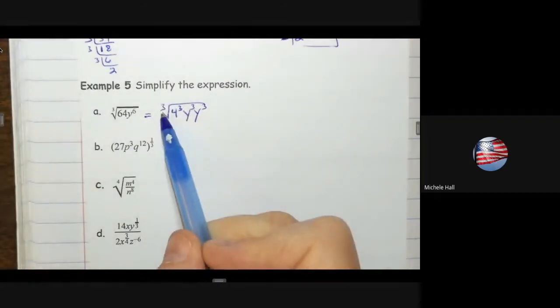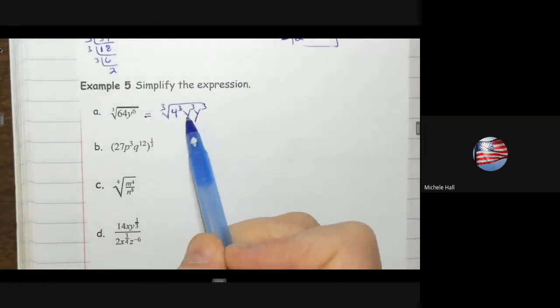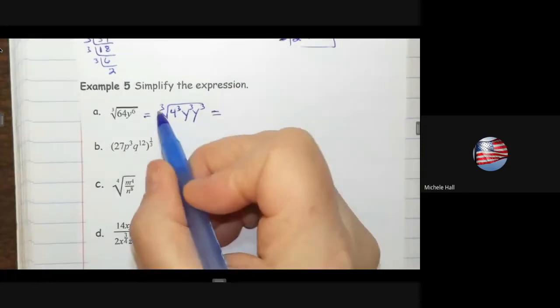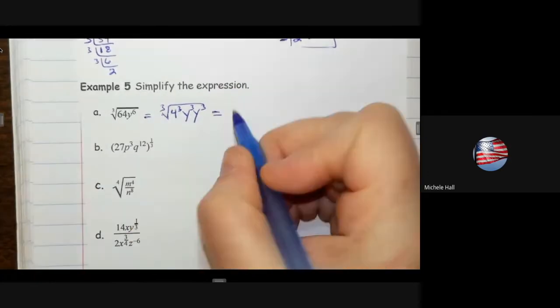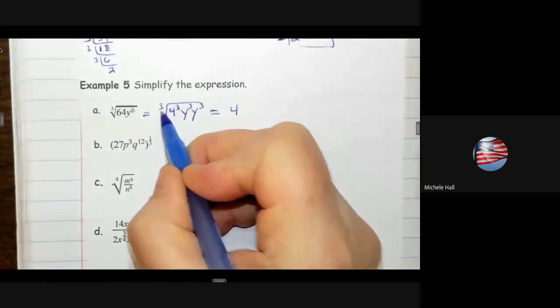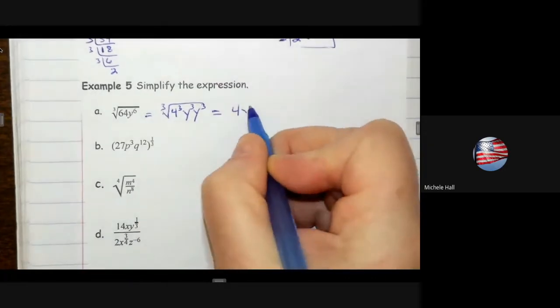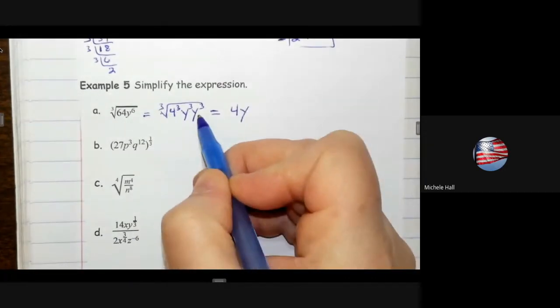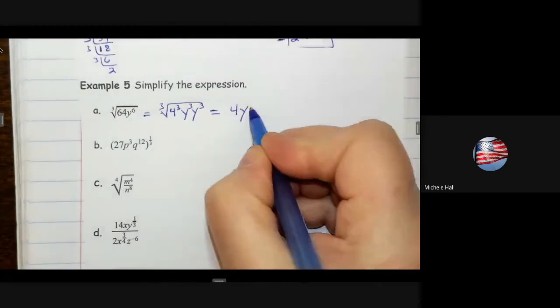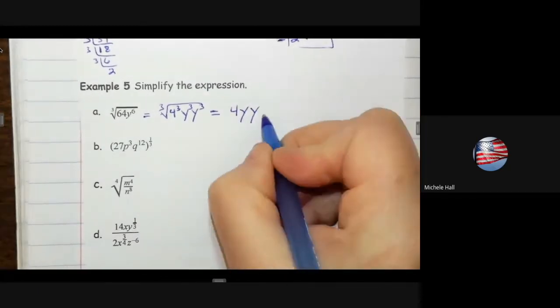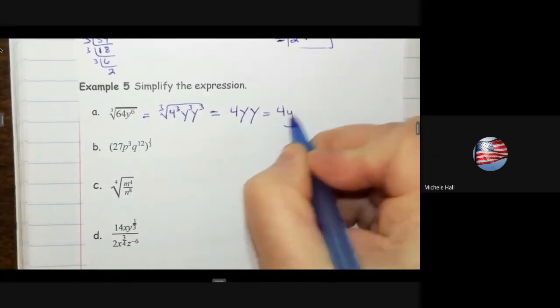We have a cubed root. We have 3 4s, 3 y's, and 3 y's again. The cube root of 64 is 4. The cube root of y cubed is y. And the cube root of y cubed is y again. My final answer is 4y squared.